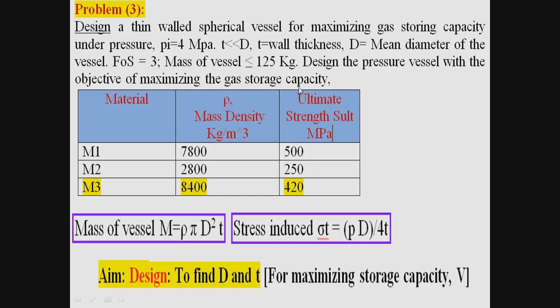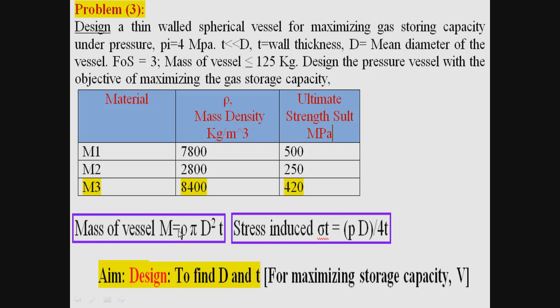It should not be more than 125. So design the pressure vessel with the objective of maximizing the gas storage capacity. So here the optimization parameter is to maximize the gas storage capacity. Three materials are given, and their properties are given. Density is given and ultimate strength is given.